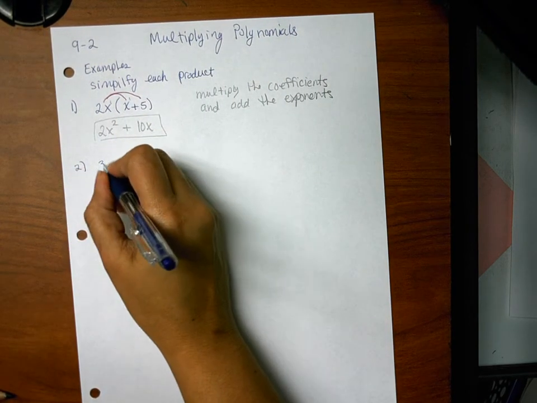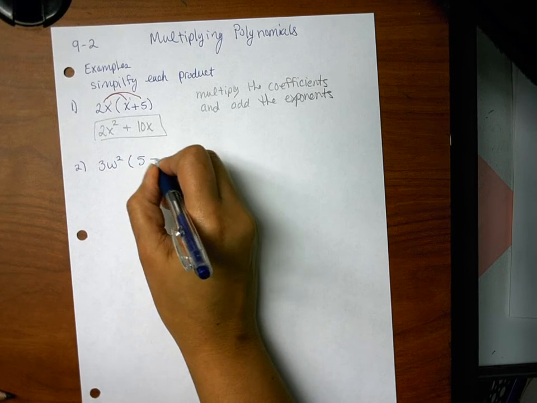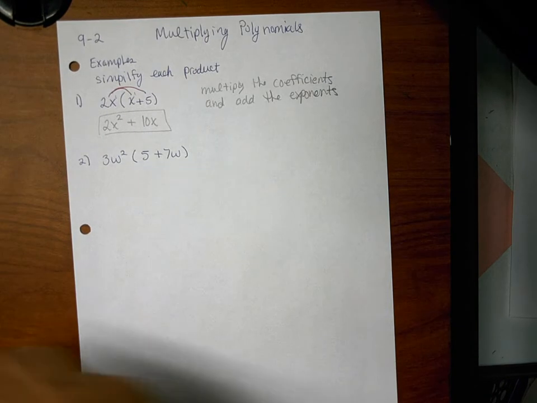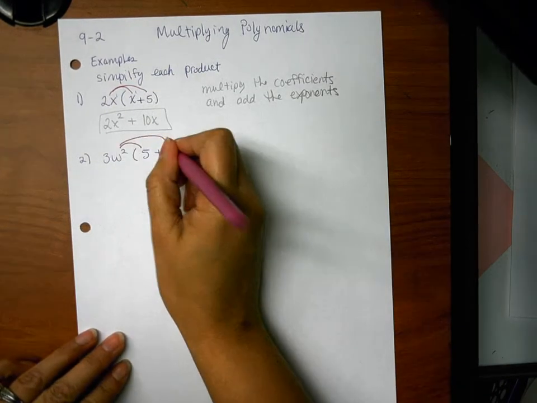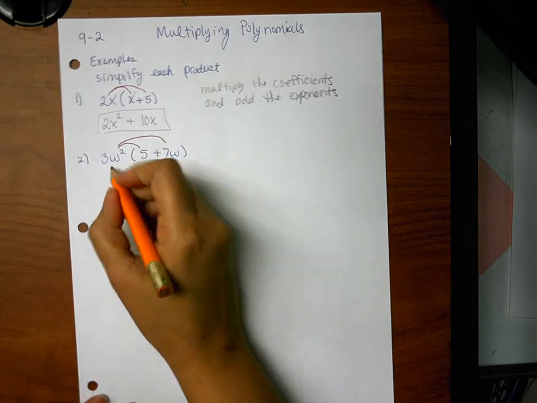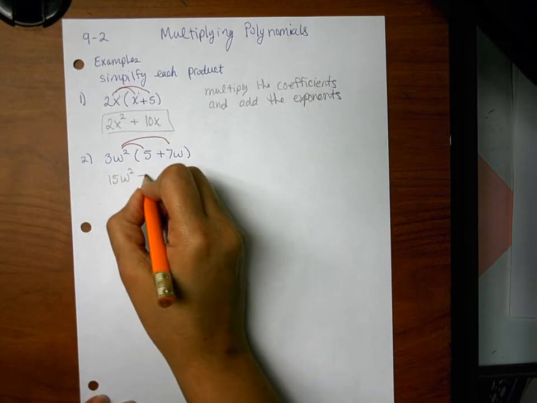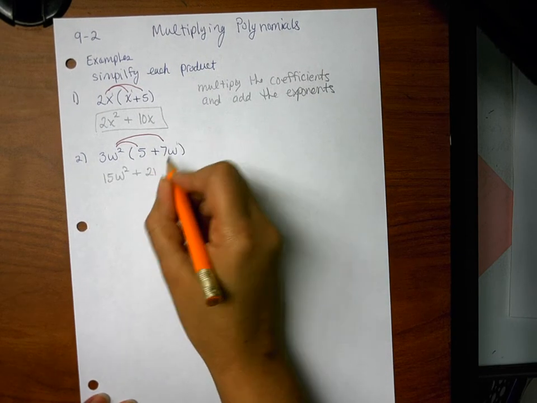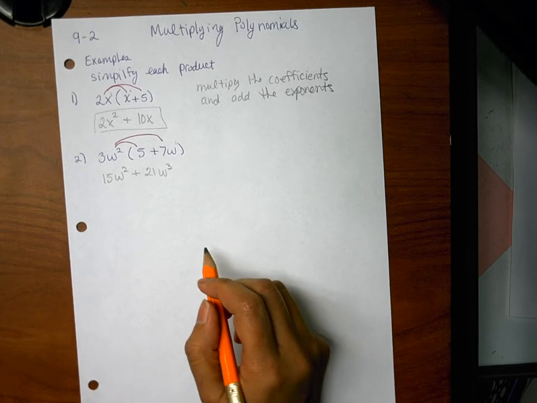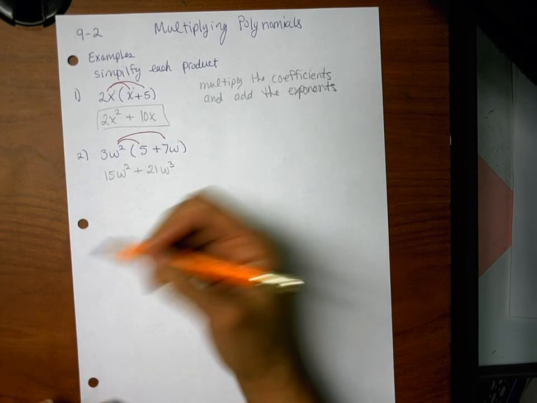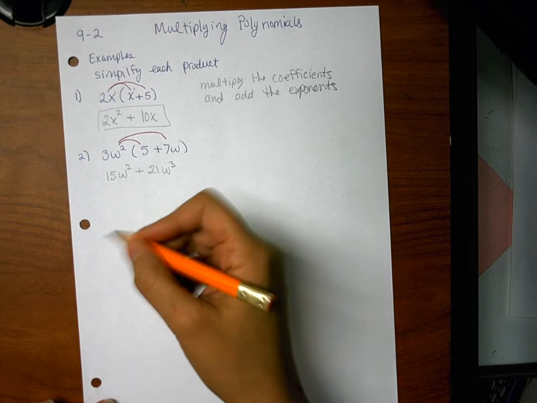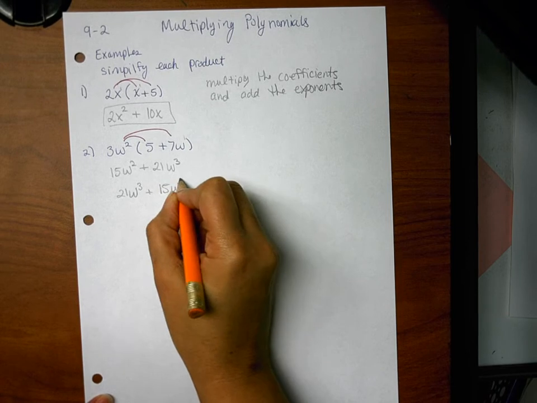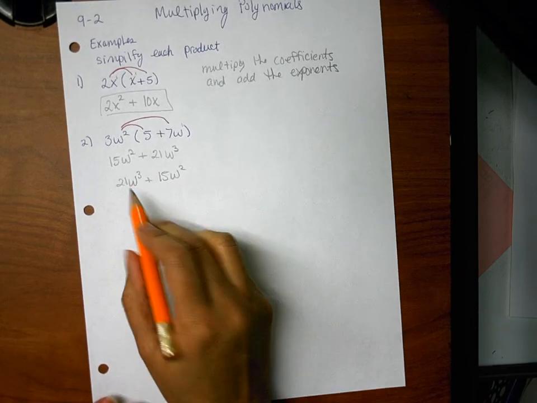Number 2, 3w squared, parentheses, 5 plus 7w. And you distribute the 3w squared times the 5 and the 3w squared times the 7w, giving you 15w squared, because 3 times 5 is 15, w squared stays. 3 times 7 is 21, add your exponents, w to the third. Now, it didn't say write in standard form, but we're going to do it out of practice because that will be asked of you on the test. Standard form would be 21w to the third plus 15w squared, because the highest exponent comes first.